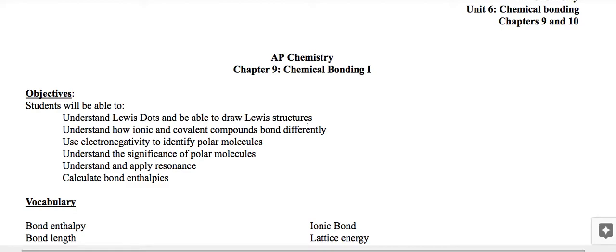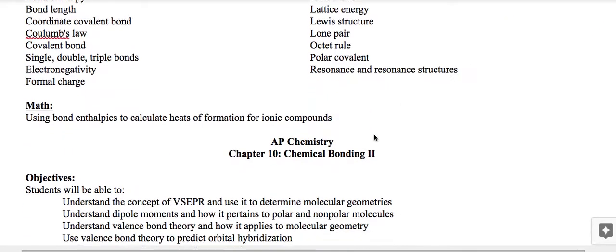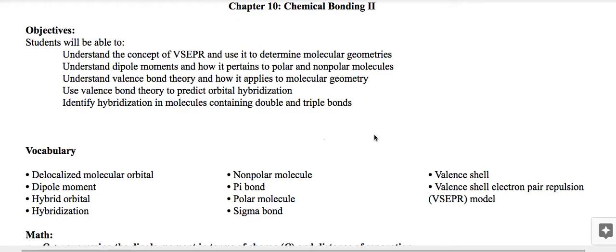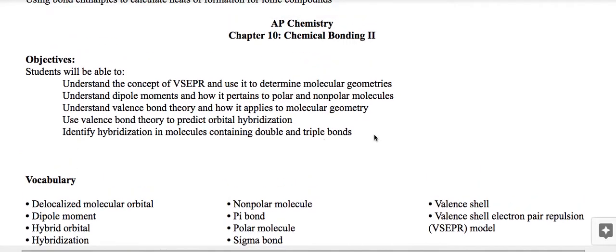All right, AP Chemistry folks, this is another edition of AP Chemistry at Dallas Center Grimes. This is Unit 6 on chemical bonding, and we have two different pieces of chemical bonding. We have Chapter 9 and then Chapter 10. Chapter 9 is the basics, where we look at the different kinds of chemical bonds, ionic, covalent, stuff like that. When we do our Chapter 10, we get into more of the VSEPR theory, valence shell electron pair repulsion theory, valence bond theory, molecular geometry, hybridization, and some other more difficult stuff.